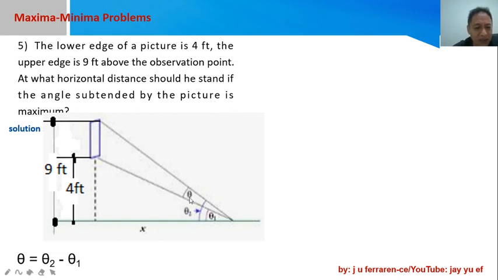Now, in relation to the angle that is formed between the line of sight and the horizontal line of sight, this is my theta 1. My theta 1 is from the lower base line of sight, and theta 2 is from the horizontal line of sight. So these are angles of elevation in our trigo. So we have theta 2 and theta 1. The angle subtended must be maximized, and from the figure, we know it is a difference of theta 2 minus theta 1.